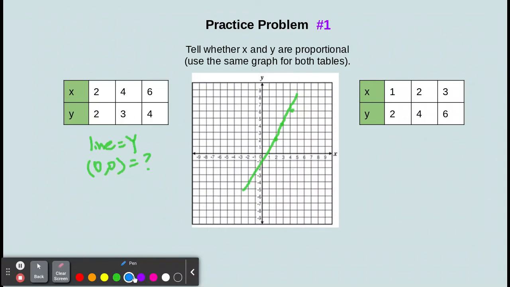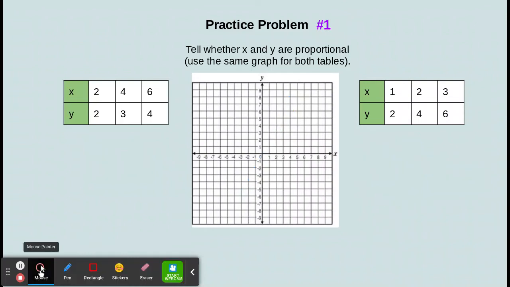Okay, let's look at our second one. Let's plot these. 2, 4, 3, 6. Okay, this blue one forms a line, yes? Yes. Passes through the origin? That is what you need to determine. If it passes through the origin, then yes, it is proportional. If not, then no, it is not proportional.